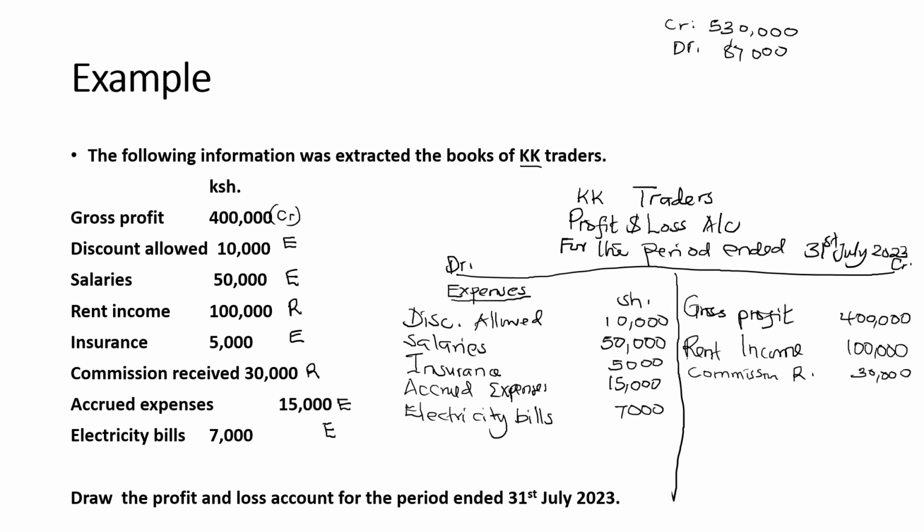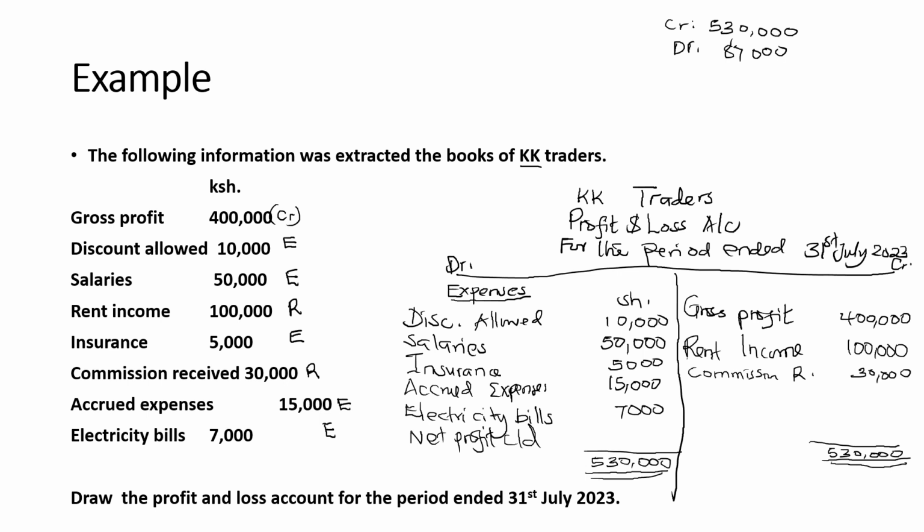Now you realize that the credit side is bigger than the debit side, and therefore we are going to have the total balancing with the 530,000. 530,000 both sides. So it means the business realized a net profit. And now what is the net profit here? The net profit is the difference between the expenses and the income. So we have the net profit carried down.